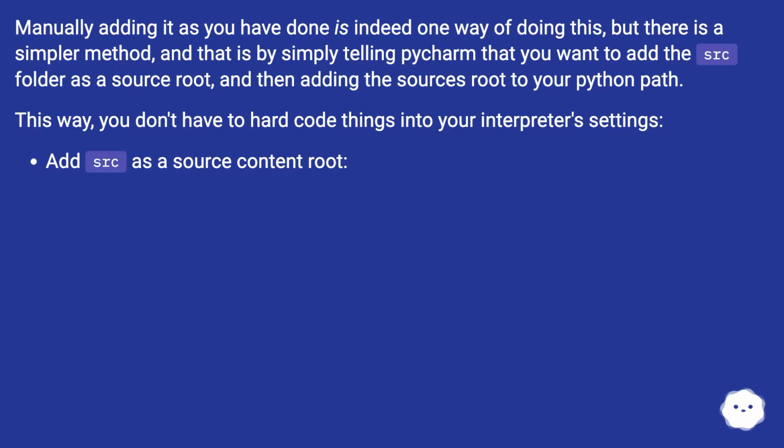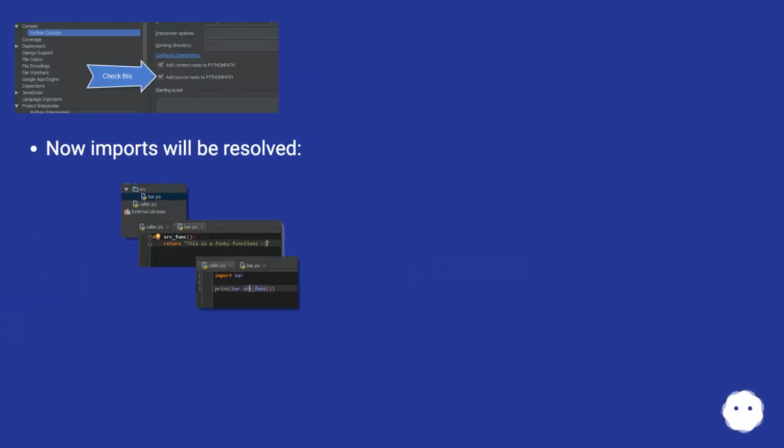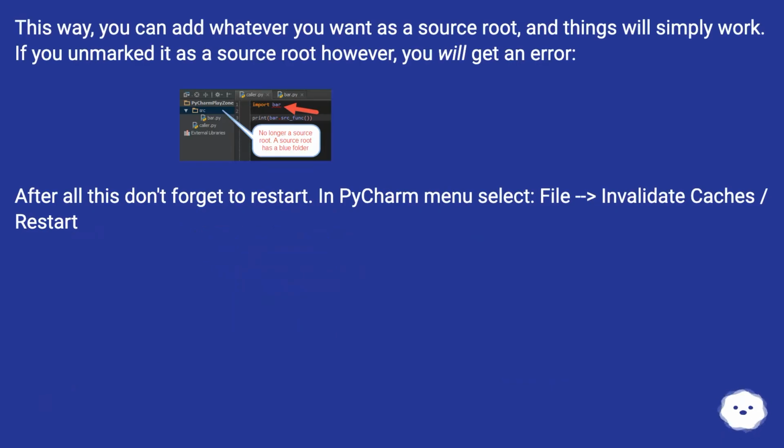Add src as a source content root. Then make sure to add source roots to your Python path under. Now imports will be resolved. This way, you can add whatever you want as a source root, and things will simply work. If you unmark it as a source root, however, you will get an error.